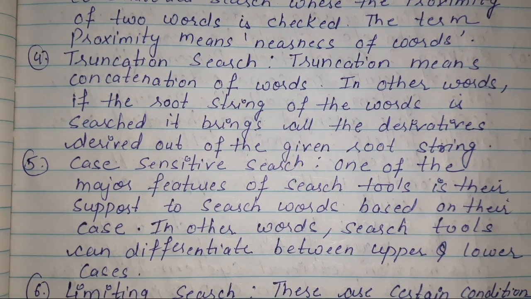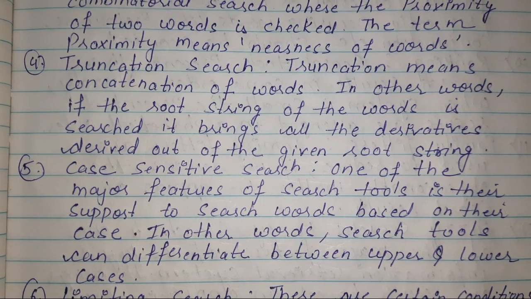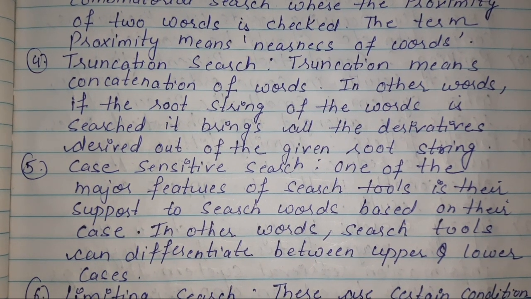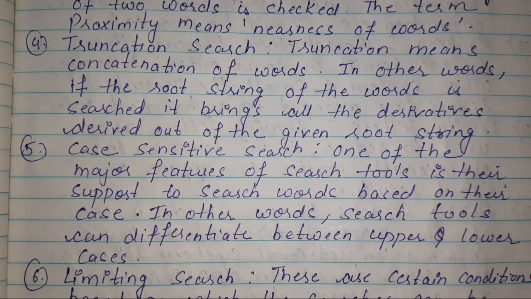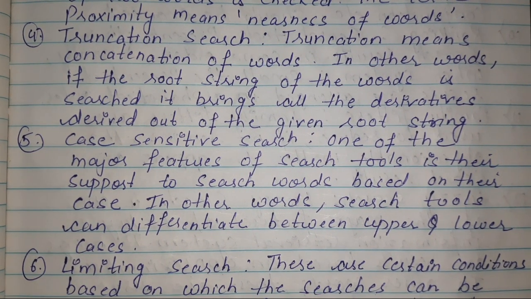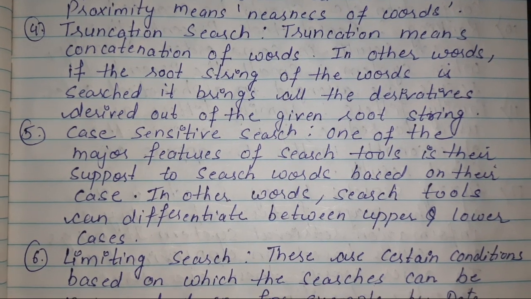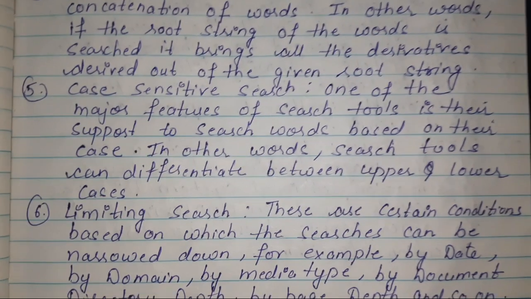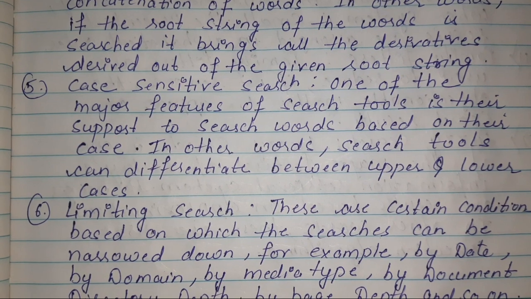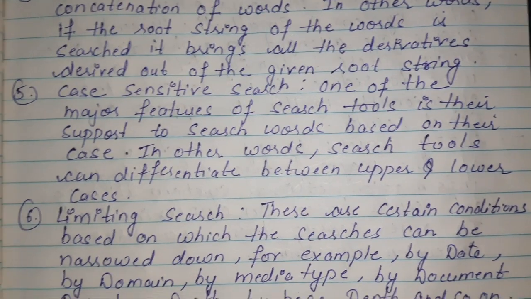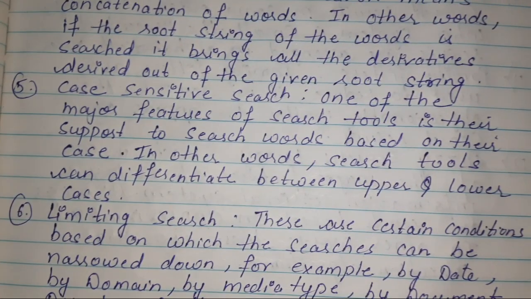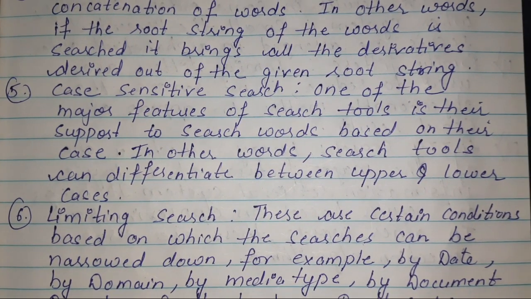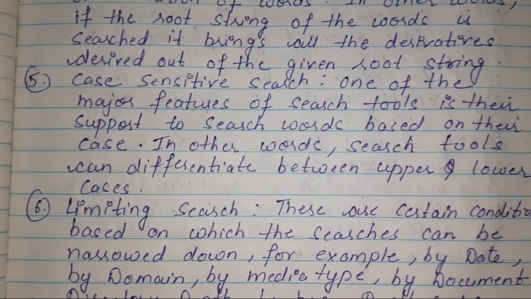Truncation search: truncation means contraction of a word. In other words, if the root string of the word is searched, it brings all derivatives derived out of the given root string. Case sensitive search: one of the major features of search tools is their support to search words based on the case. In other words, search tools can differentiate between upper and lower cases.